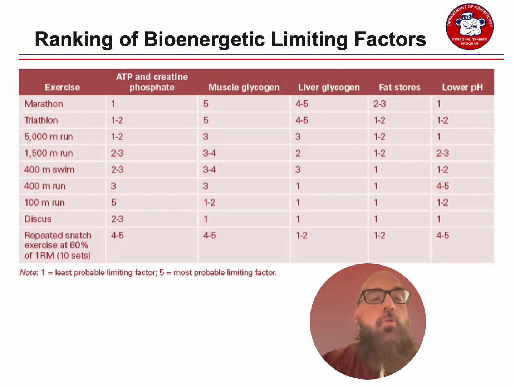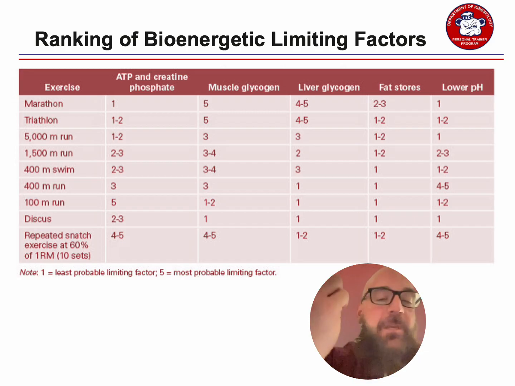All right, so ranking of bioenergetic limiting factors. If we look at this, it's just random, kind of Olympic-oriented events. You're going to see the ATP in the first column, the muscle glycogen in the second column, liver glycogen in the third column, fat stores, and then lower pH, so more acidity in the bloodstream. You can see on the left-hand side a marathon, what you're going to be using. And note that 1 is the least probable limiting factor, 5 is the most probable limiting factor.